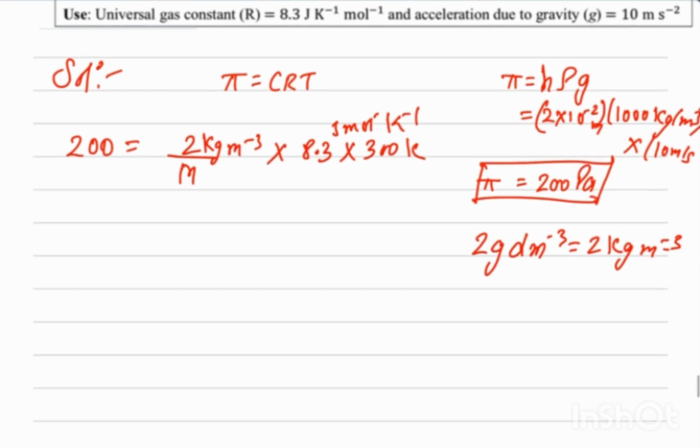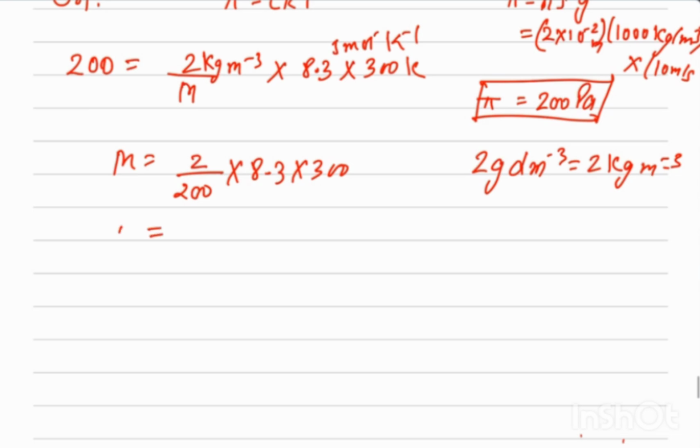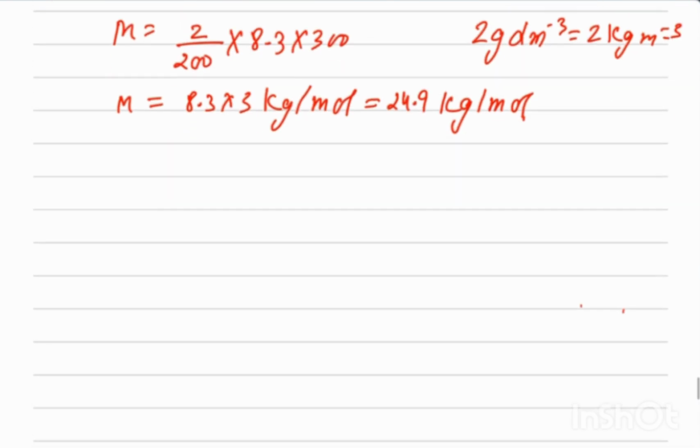Now if we solve this, we will get the molar mass equal to 2 by 200 into 8.3 into 300. So the molar mass in kg will be 8.3 into 3 kg per mole, which is equal to 24.9 kg per mole. Now in grams it can be written as 2.49 into 10 raised to the power 4 gram per mole.